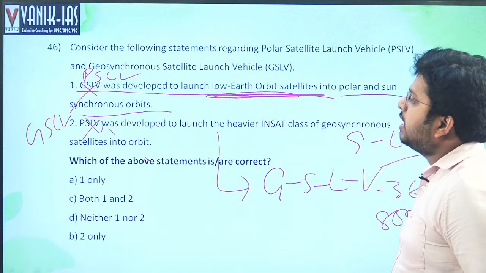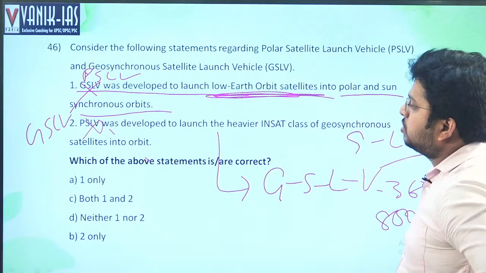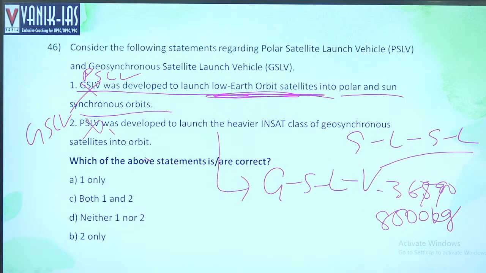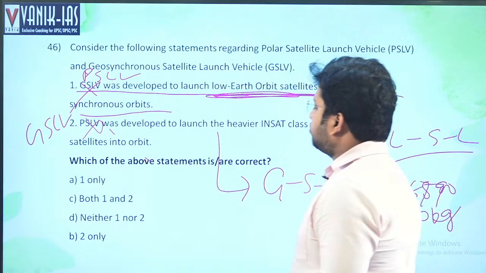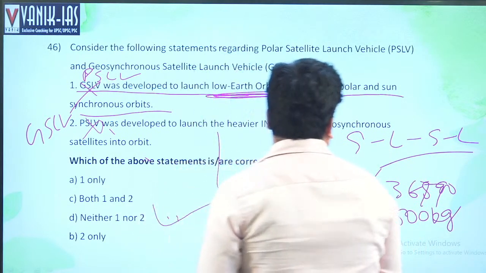GSLV is very powerful and PSLV is for low Earth orbit. So both statements are wrong, just reverse both statements. So neither option 1 nor 2 is correct regarding PSLV and GSLV.